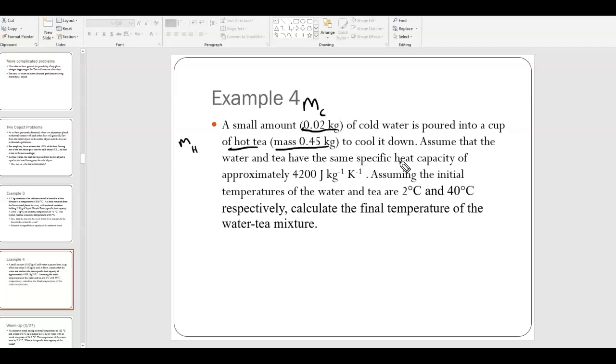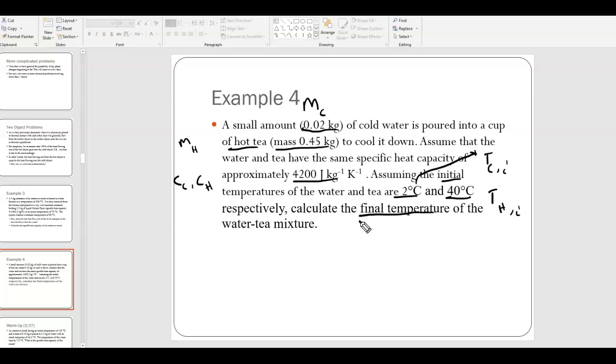Assuming that they have the same specific heat capacity, this is basically going to be C c and C h. The specific heat capacity of the cold water and the specific heat capacity of the hot tea are the same value. They give us the initial temperature of the water and the tea respectively. So this 2 degrees Celsius, this is going to be T C I, and this is going to be T H I. Again, the temperature of the cold water and the hot tea.